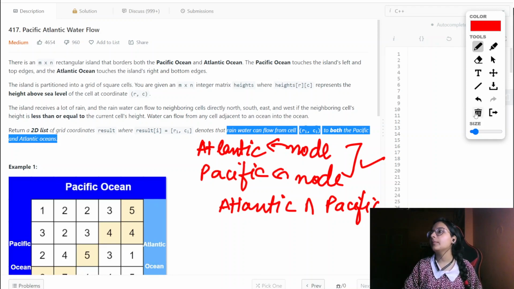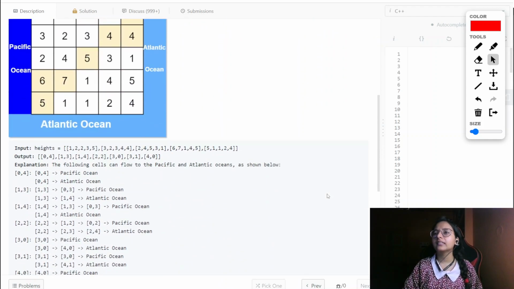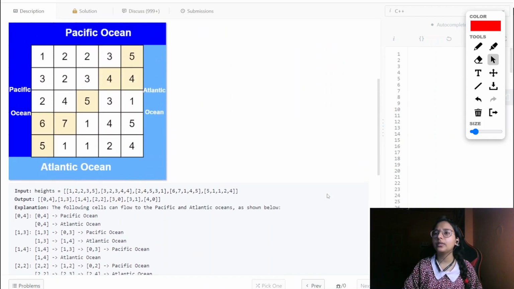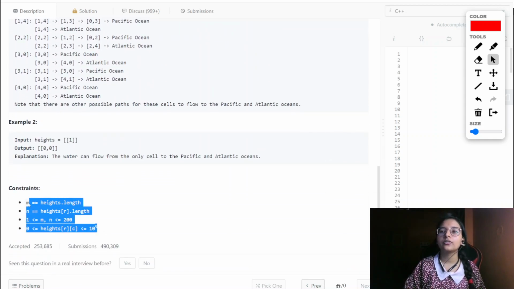Let me show you further, because I guess by this you won't be able to understand much. Let me show you the diagram. But before that, we are required to check the constraints. So basically the constraints are M and N. M represents the number of rows and N represents the number of columns.